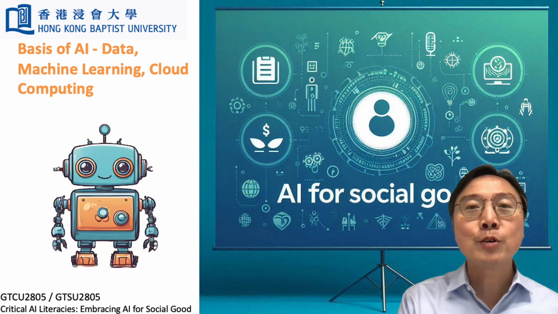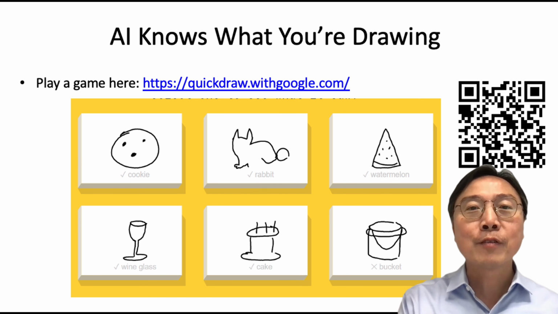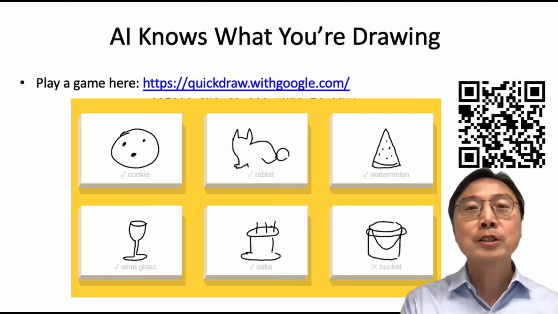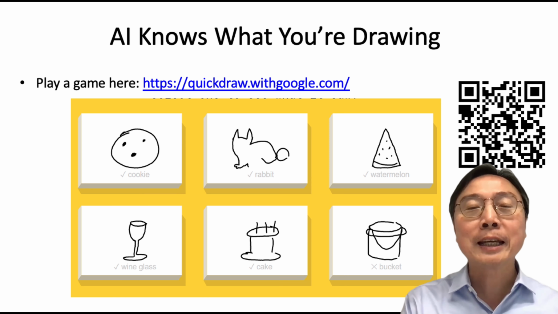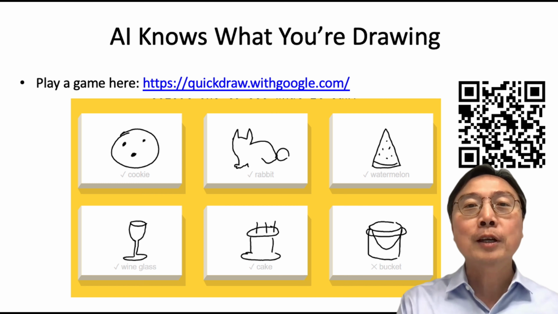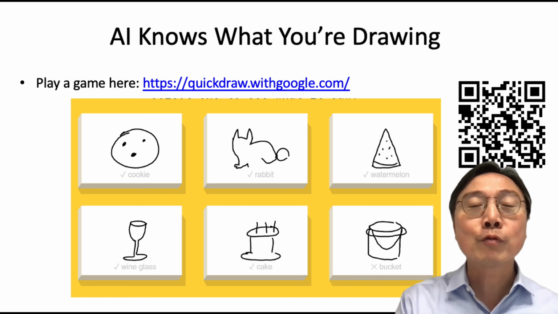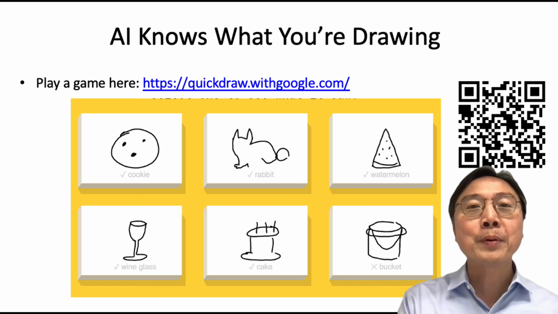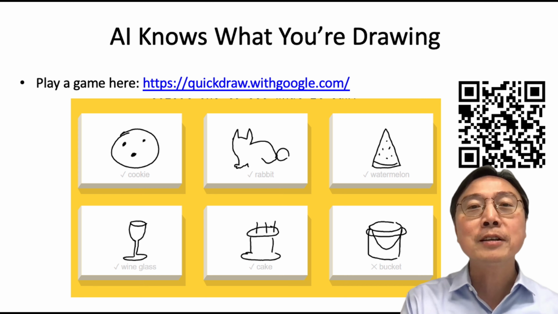AI actually can be used for different applications. For this one, it's more for entertainment and fun. You can actually try this game. You can click on the link and start drawing. You can draw a cookie, a rabbit, a watermelon. Before you finish drawing, the AI system can probably know what you're drawing.